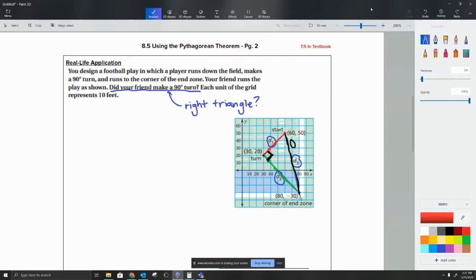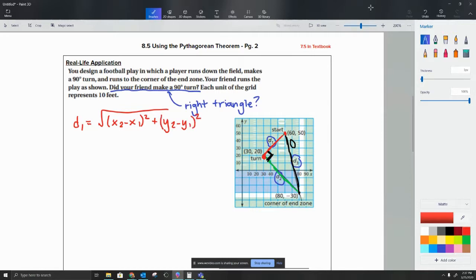Using these 2 coordinates right here and right here, we're going to figure out how far he ran before he turned. We got to know that first. Okay, so D1 equals the square root of x2 minus x1 squared plus y2 minus y1 squared.